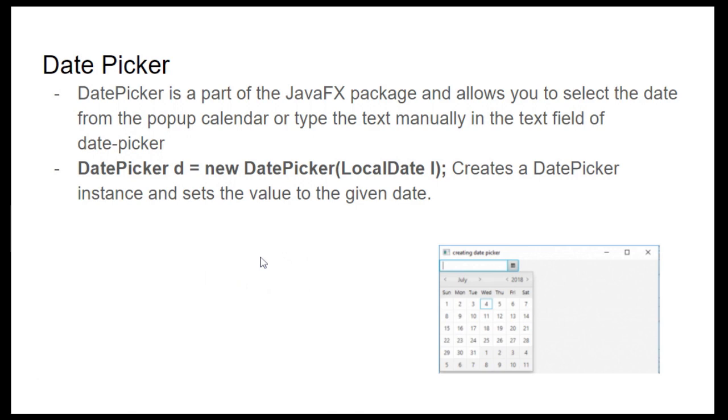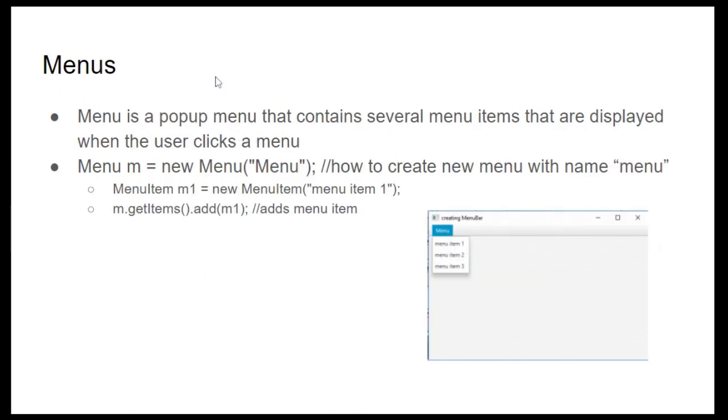This in this instance. Next is menus. A menu is a pop-up menu that contains several menu items that are displayed when the user clicks on the menu. The way you implement that is, for example, Menu m = new Menu, and we called it menu. It creates a new menu with the name menu.